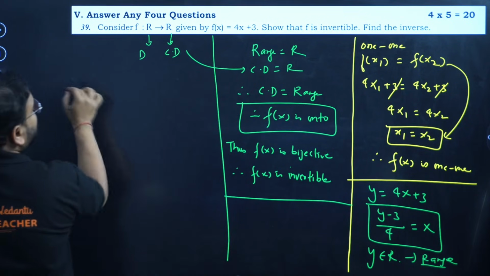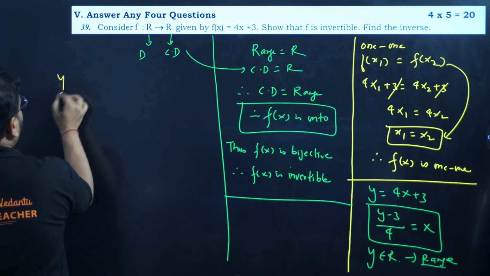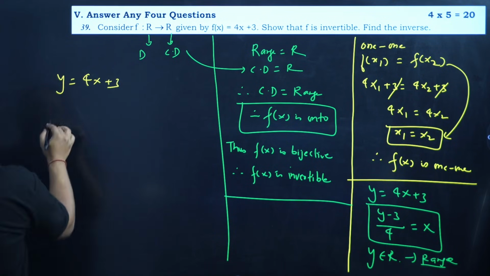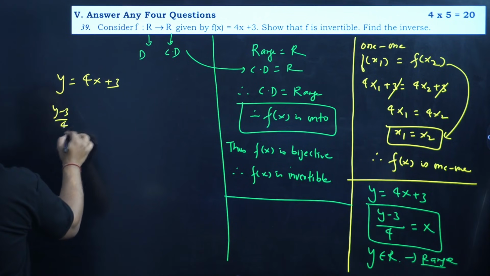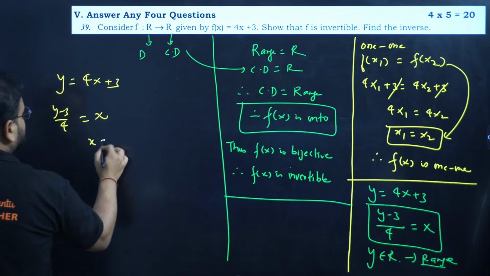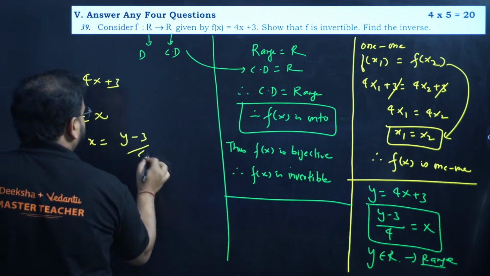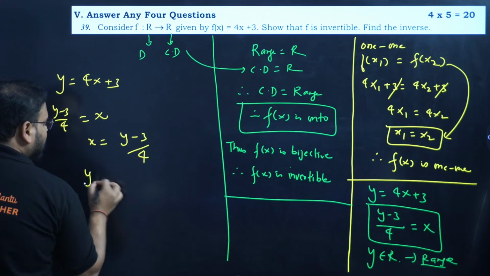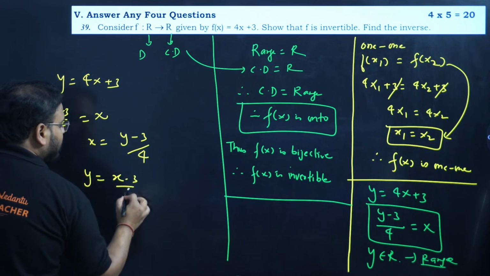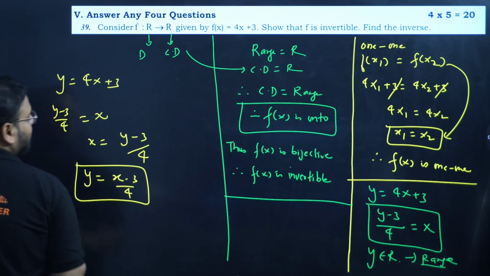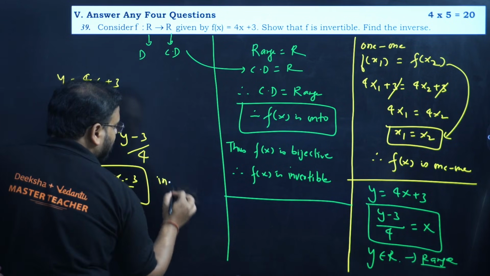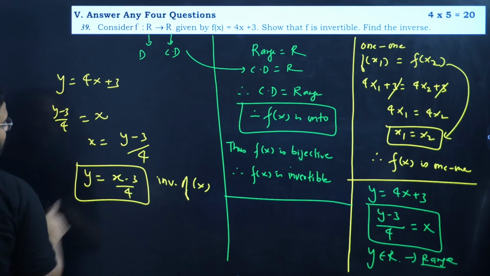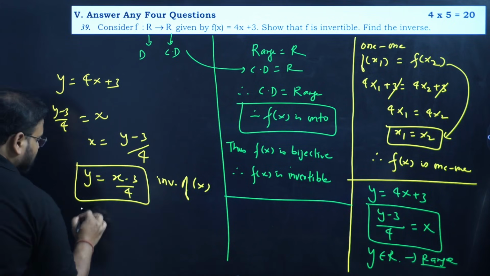So what you're going to do in this, take the function y equals 4x plus 3, and solve for x. So you'll get x as (y minus 3) upon 4. Now switch back the variable to y and x. So we get y as (x minus 3) upon 4. This is nothing but your inverse of f(x). This is nothing but f inverse of x, where the domain is what?